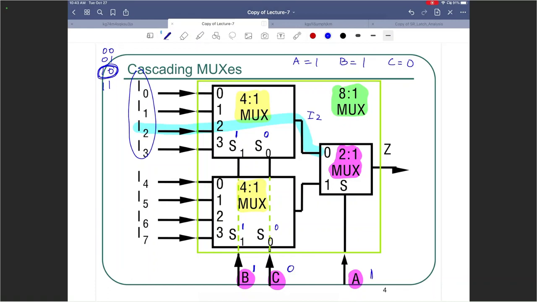Yes, B is most significant in that case. How about the other one? Which of the other four inputs will go through? You have I4, I5, I6, I7. I6 will go through, yes. So I6 is going to be available over here. Now you select at the end. What do you select at the end for Z, given A is 1? I6 again. You see it? You divided the field in half here, and then you selected 1 from that. And it turns out that ABC 110 is the same as what you selected, I6. So you could arrange muxes in a cascaded fashion to build bigger muxes.